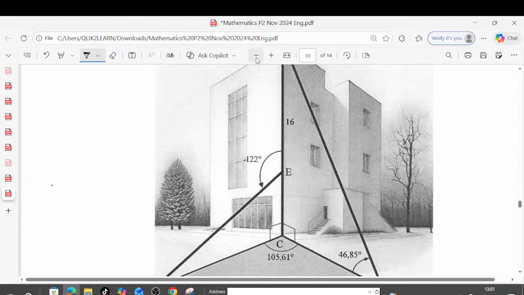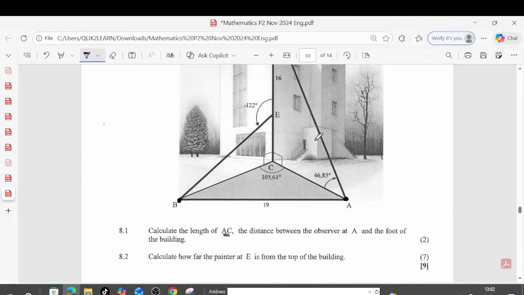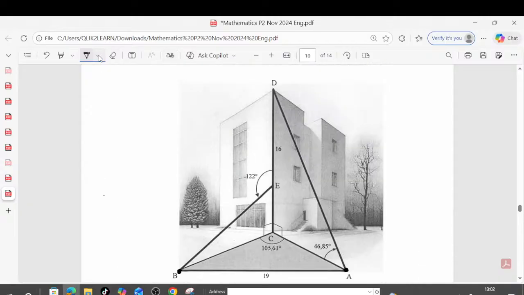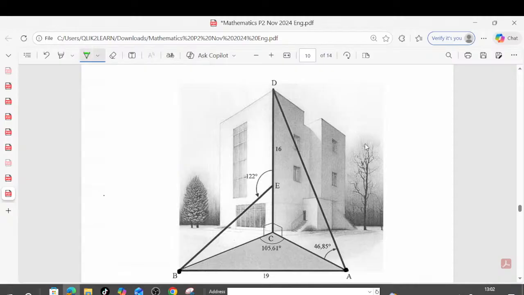Right, what are we looking for? Let me do it like this. They want us to find the length of AC. So in which triangle is AC? That's where you start, you see. So where is my AC? This is my AC here. Now AC is a common line of two triangles. We need to choose the triangle that will work.